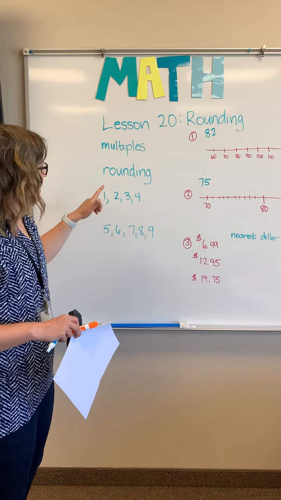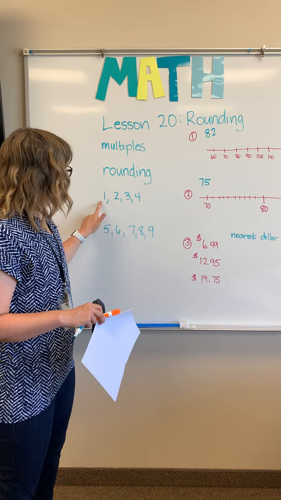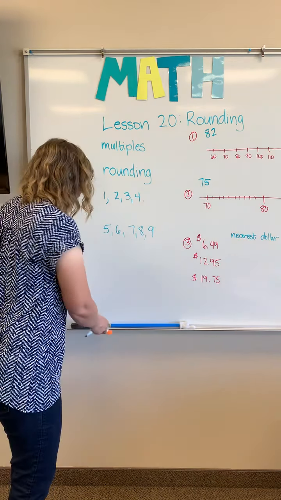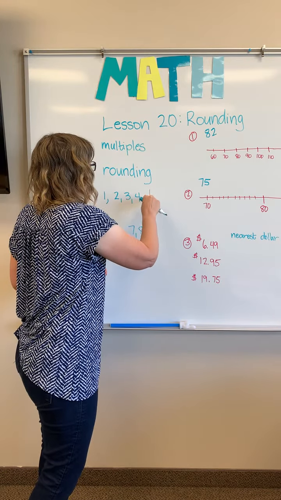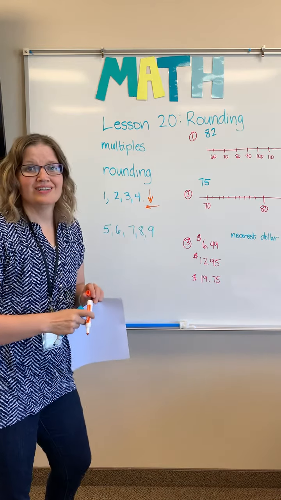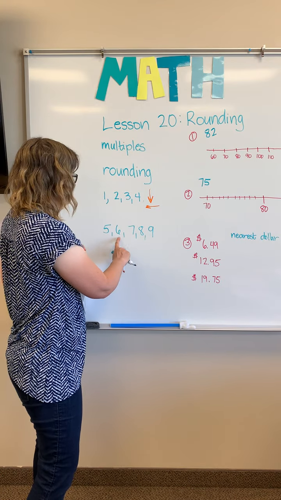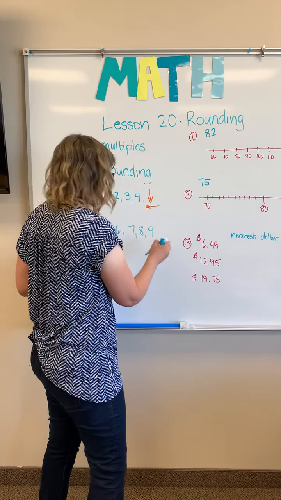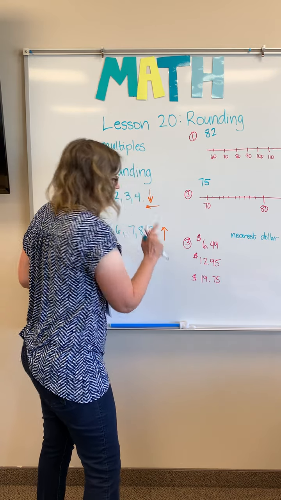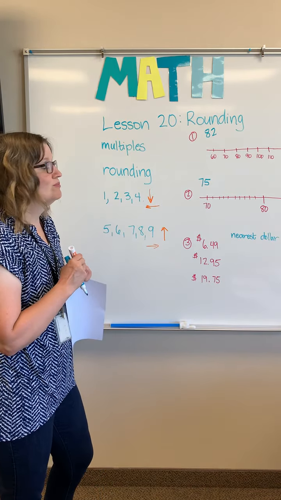One thing that we can look at is when we're rounding to multiples of 10, if the number ends in a 1, 2, 3, or 4, we round down, or we round closer to the smaller number. If the number ends in 5, 6, 7, 8, or 9, we say we round up, or I like to think about it, we go further on into the number line, to the larger number.